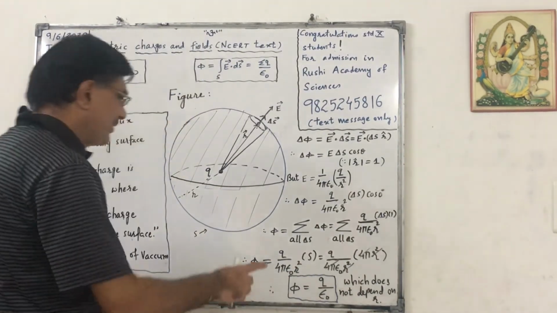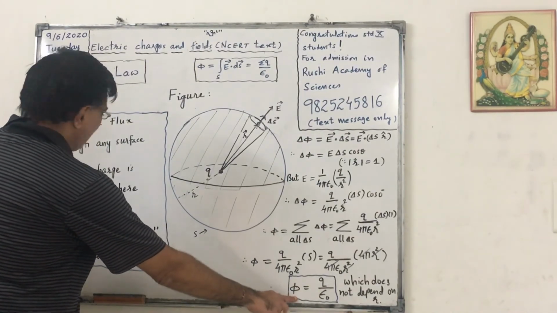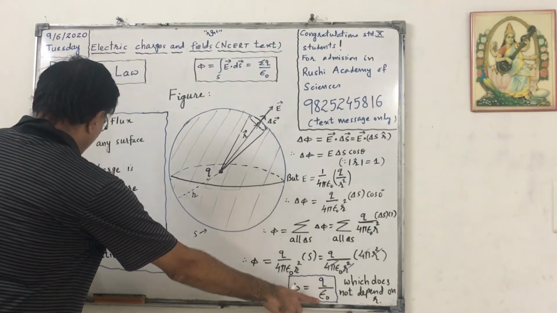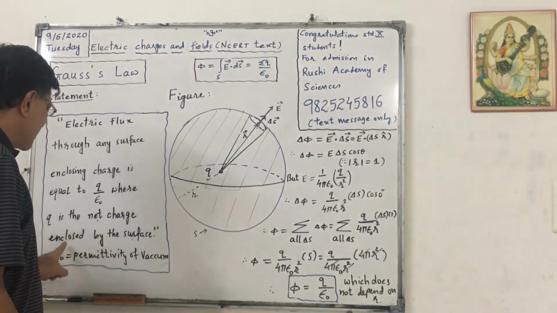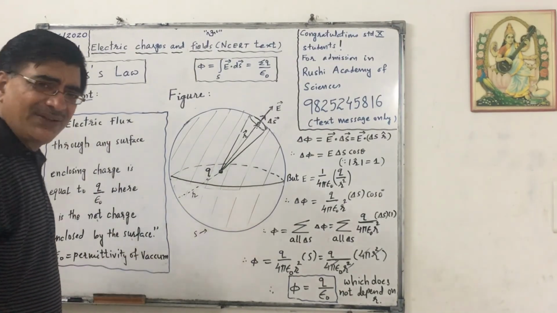Again repeating, electric flux through any surface enclosing charge is equal to q by epsilon naught, where q is the net charge enclosed by the surface and epsilon naught is the permittivity of the vacuum.